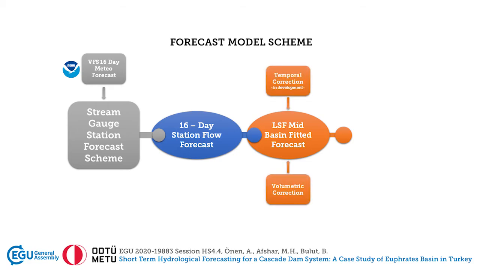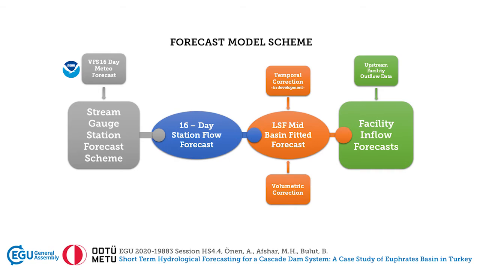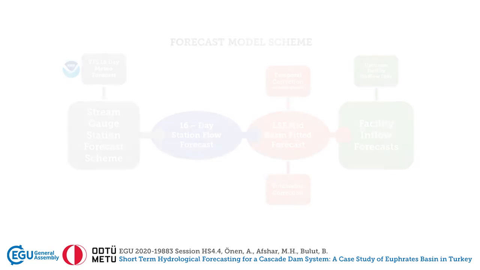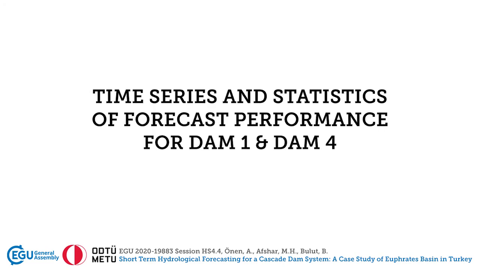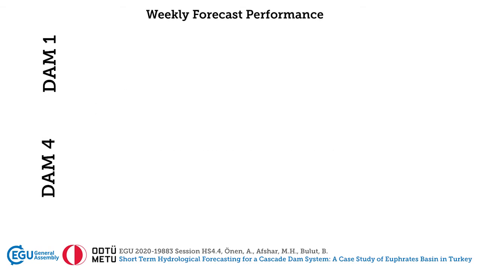We also perform weekly volumetric corrections to better capture the seasonal trends. As a note, we are still developing a temporal correction algorithm to increase the time accuracy. In the end, we obtain the facility inflow forecast by adding the mid-basin forecasts to the upstream facility outflows. Here, I will show you example time series of actual flow and prediction for a 60-week duration for the 2 dams we have inspected.